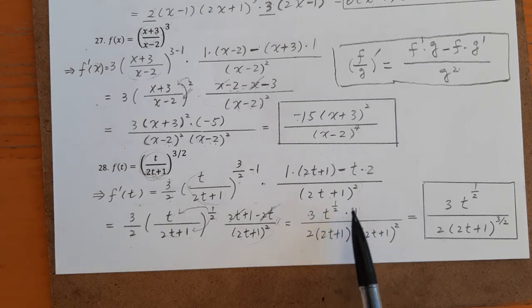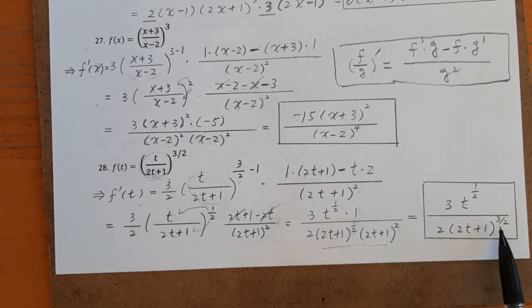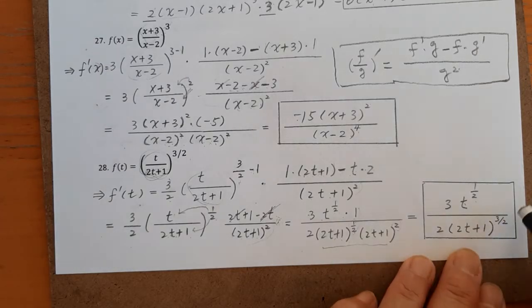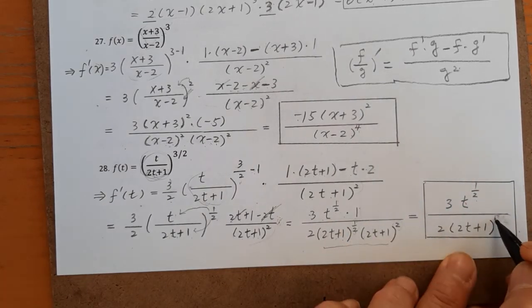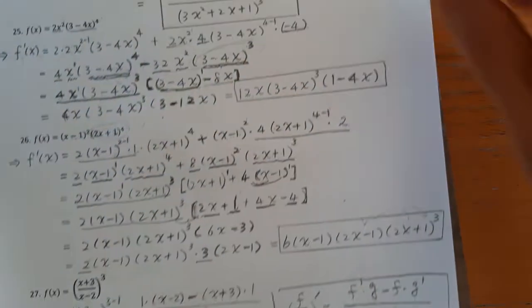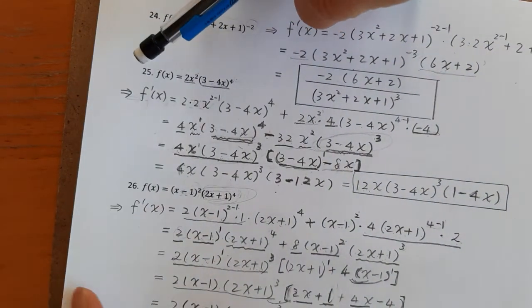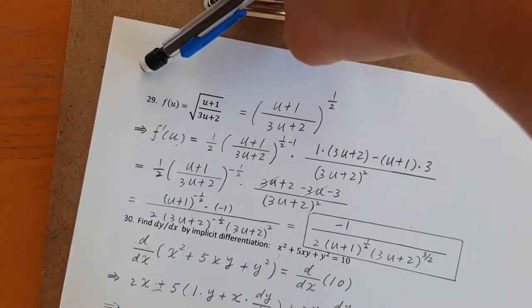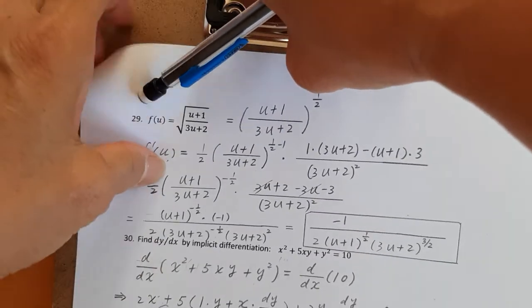So those times together is 3t to the power 1 over 2. And this same base, 2t plus 1, 1 over 2, add 2. So 2 times 2, add 1 is 3 over 2. It's 5 over 2. This is 5 over 2. So you can practice it, and then you can get familiar with those practice. Now, next question.